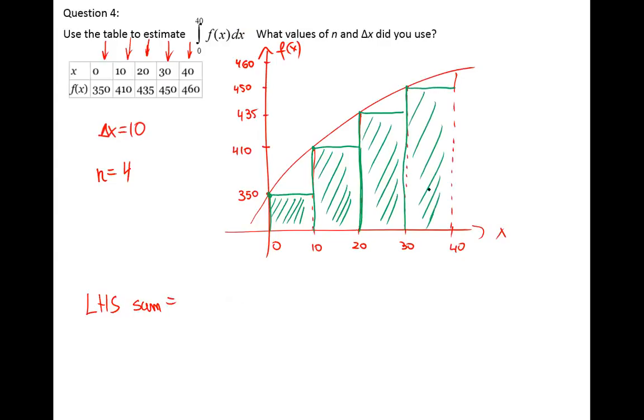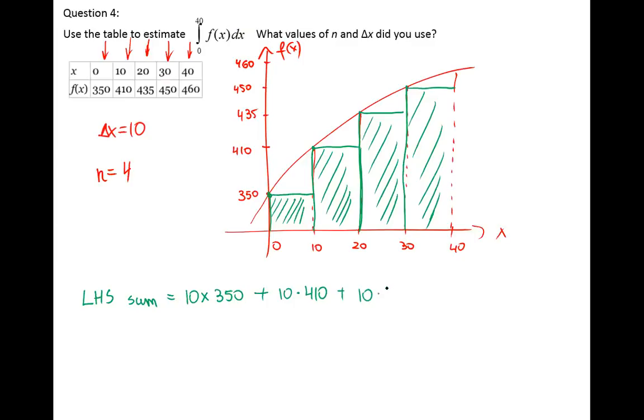That means simply the left-hand side sum will be the areas of all of these rectangles. Let me use the same color. Left-hand side sum. Okay, delta x is 10. That means I have 10 times the value for 0, 10 times the value for 10.